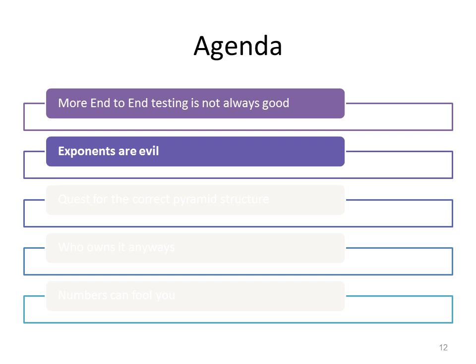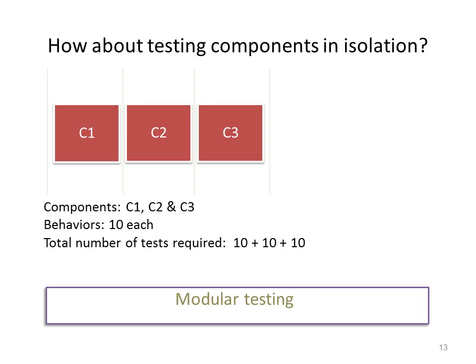So let's try to apply some simplification. Can we do something like this, where we have these 3 components? Can we test these components in isolation? So we have C1, C2, C3. Each component can be tested in isolation. And if you test these components in isolation, in that case, you will require a smaller number of test cases, like 10 plus 10 plus 10. It's not a multiplication, it's just addition. So you are in a way solving the problem.